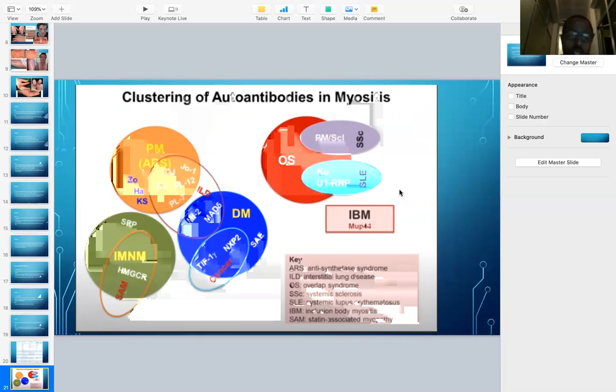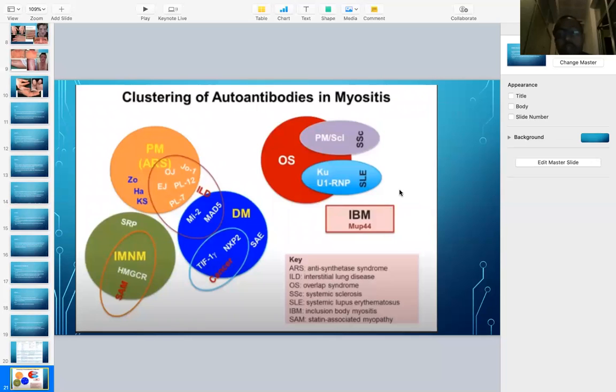HMGCR occurs both in statin-associated myositis, and it can be seen in patients who never had previous exposure to statins as well. But the clinical manifestation is this very severe necrotizing form of myositis. And MDA5 and Mi-2 can also be associated with interstitial lung disease, as I said. TIF1 and NXP2 are associated with cancer. SAE is associated with prominent skin lesions. These are overlap syndromes, such as PM-Scl with scleroderma, U1-RNP associated with SLE.